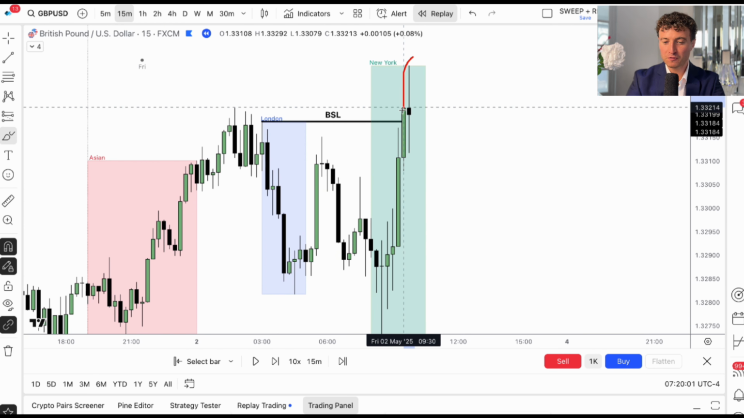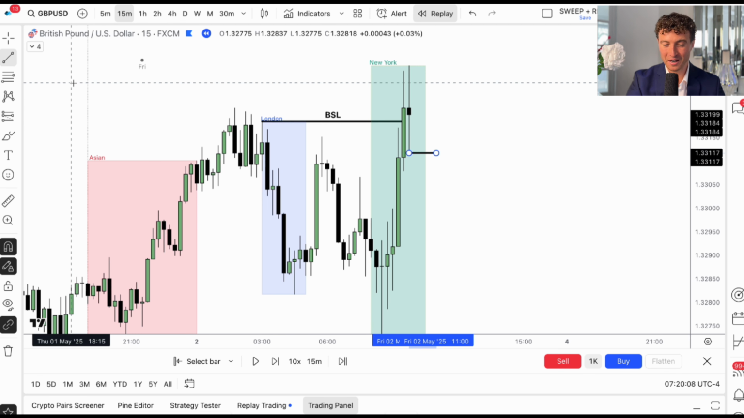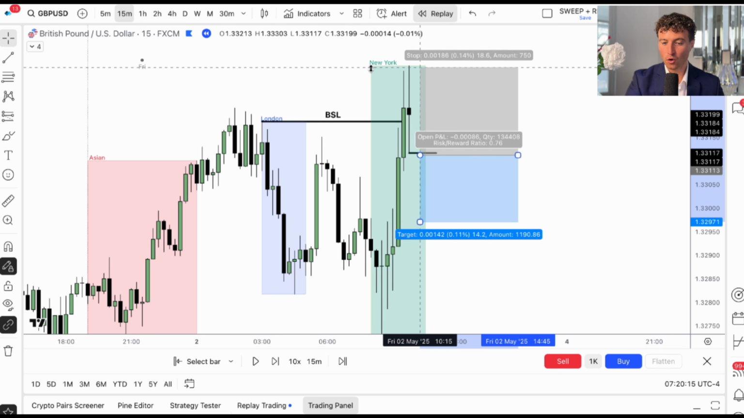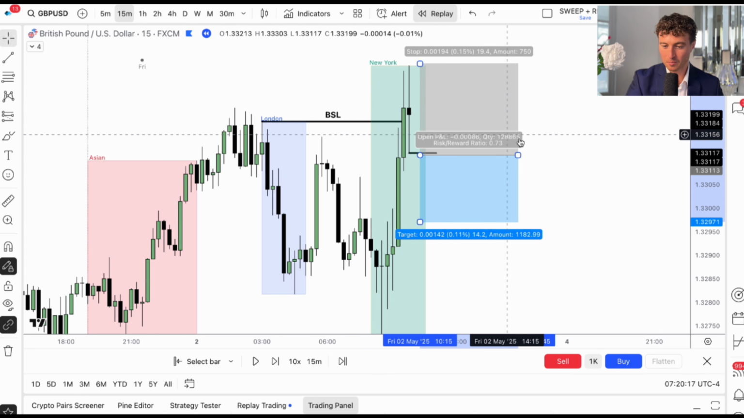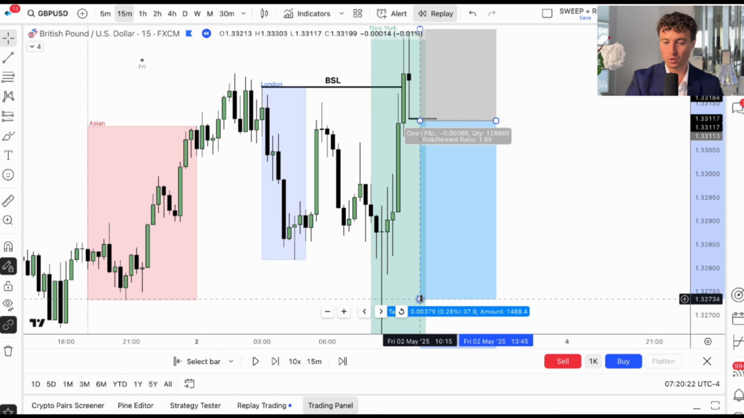So this is your 15-minute bearish confirmation right here. We can then enter a sell position on the break of this 15-minute candle low. So the sell stop would be placed right here. Invalidation always goes at the high of the liquidity sweep, accommodate for a little bit of spread, and then look at targeting a 1 to 2 risk to reward.